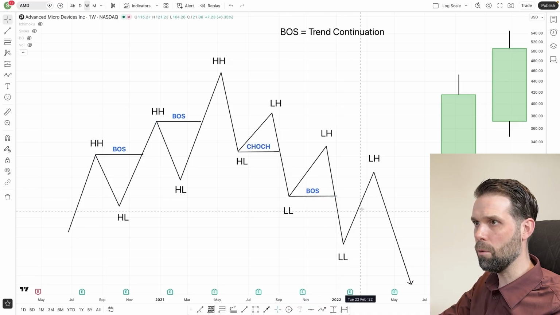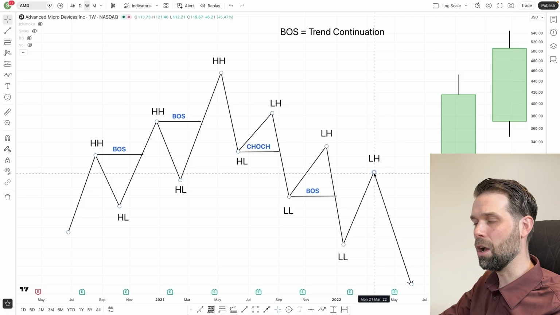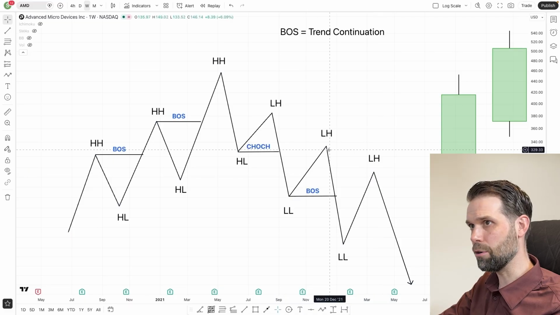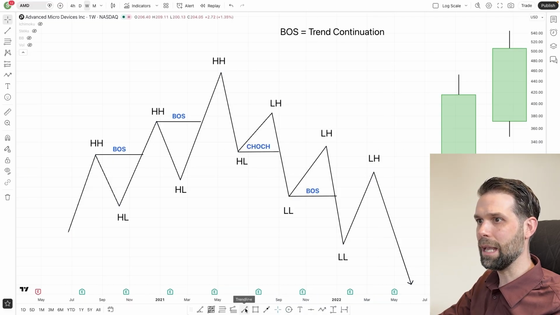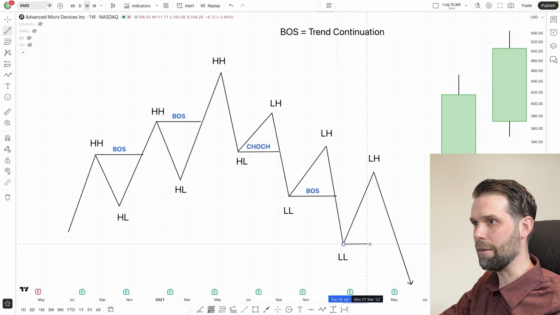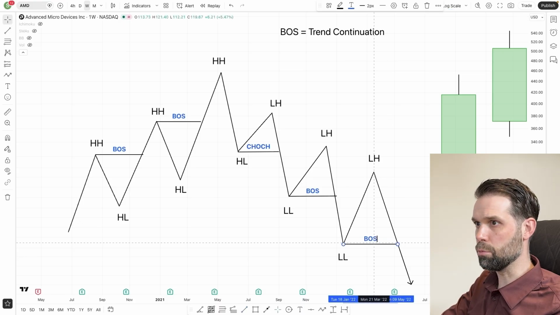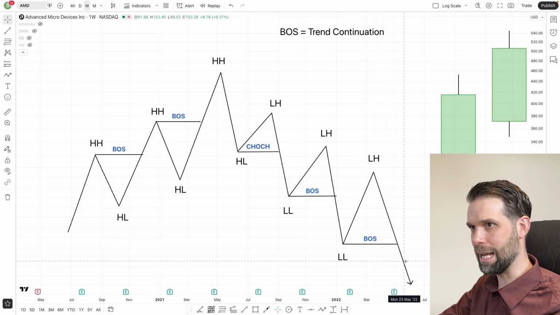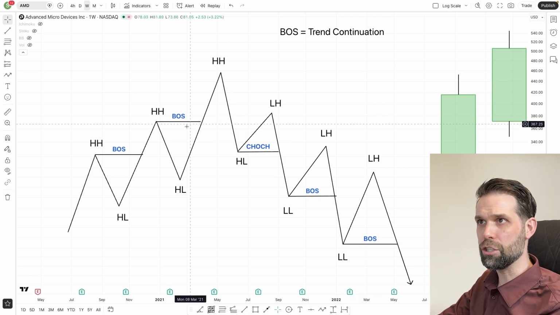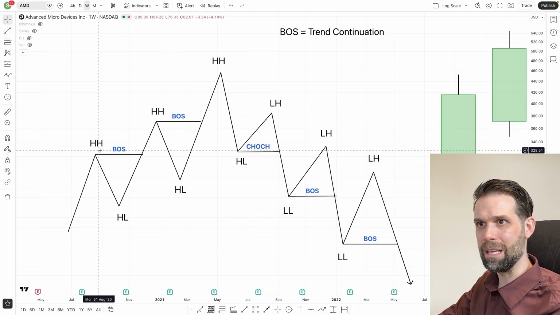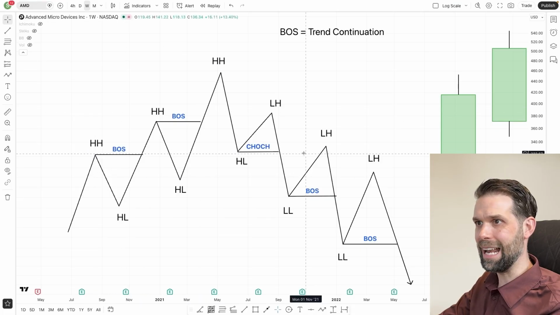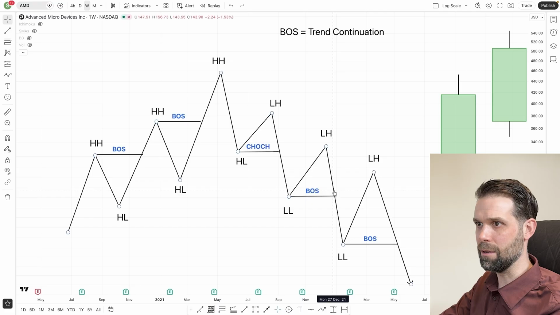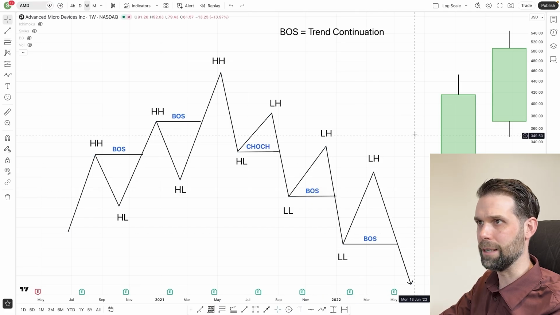We make a lower low, and we come up, we make a lower high. So we are in a downtrend, lower highs, and then we make another BOS when price travels and closes candles below the previous low. So now we have a BOS to the downside. So breaks of structure can happen in an uptrend, that means trend continuation, and they can happen in a downtrend, it means trend continuation to the downtrend.